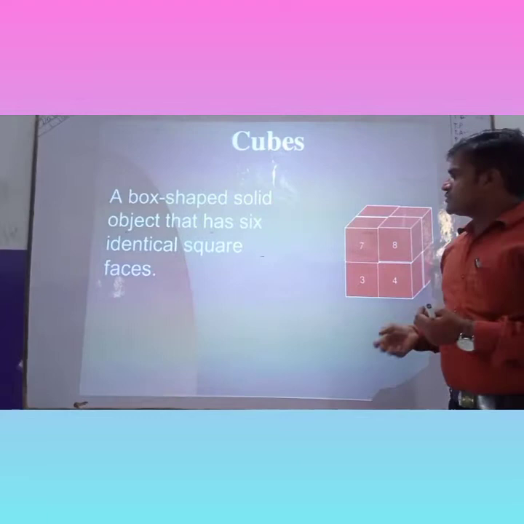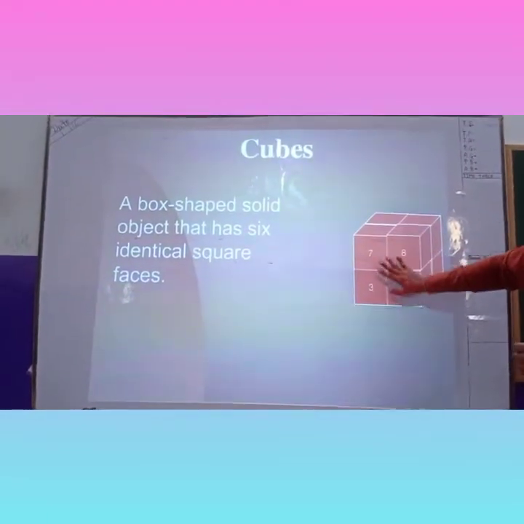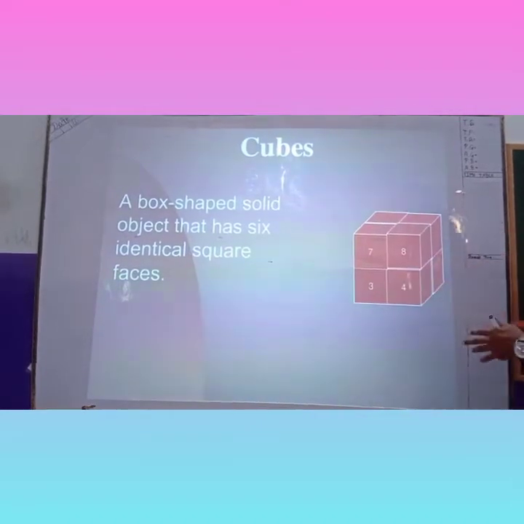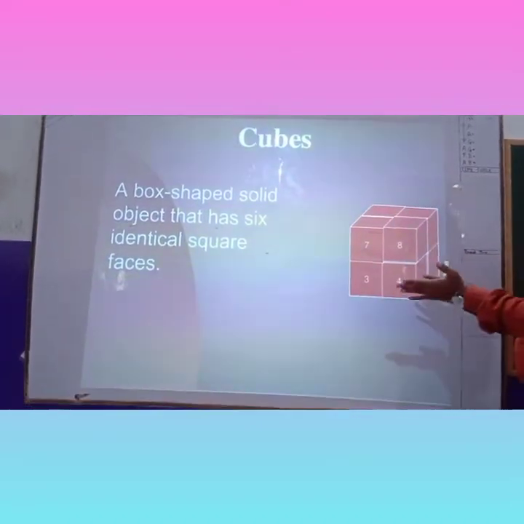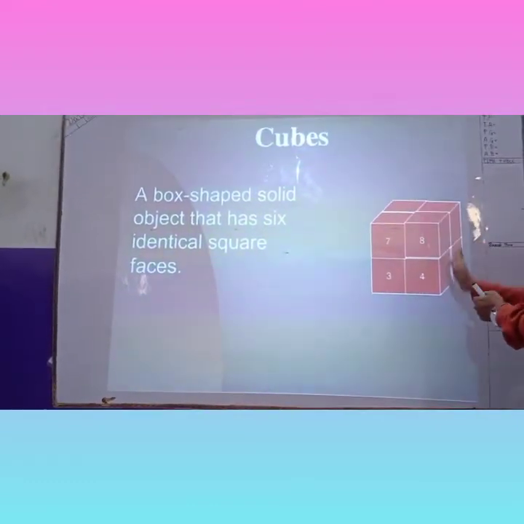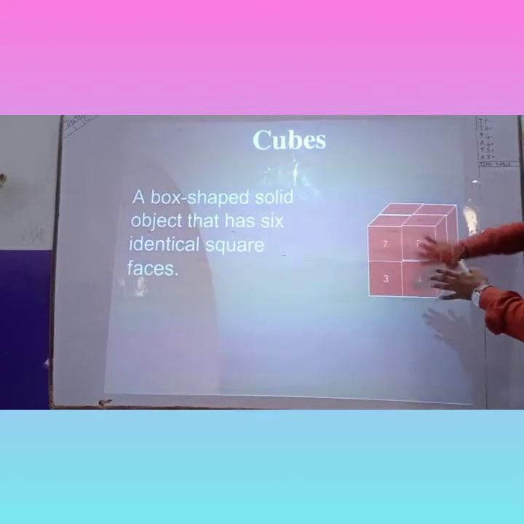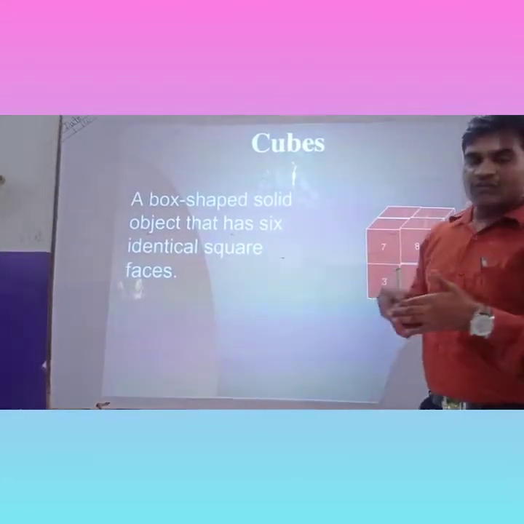As I have shown to you, a cube is a box-shaped solid object that has 6 identical faces. When you check it, each face has the identical shape. If this is equal to that one, and this is equal to the sideways and front, each is equal. But children, we have to study about cubes.